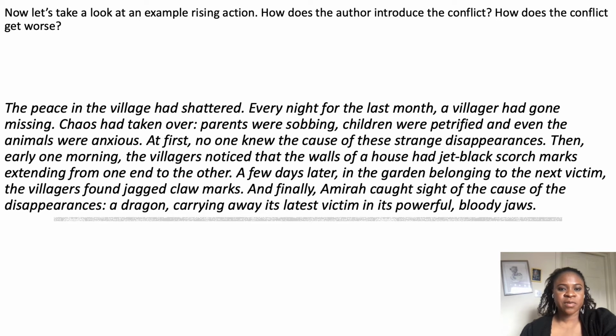Every night for the last month, the villager had gone missing. Chaos had taken over. Parents were sobbing, children were petrified, and even the animals were anxious. At first, no one knew the cause of these strange disappearances. Then, early one morning, the villagers noticed that the walls of a house had jet black scorch marks extending from one end to the other.